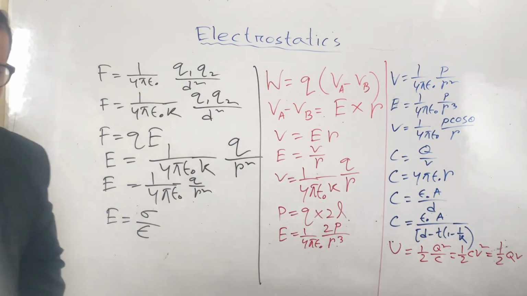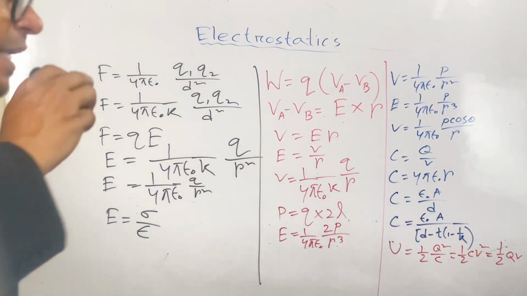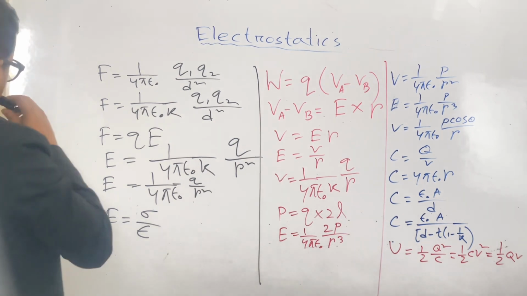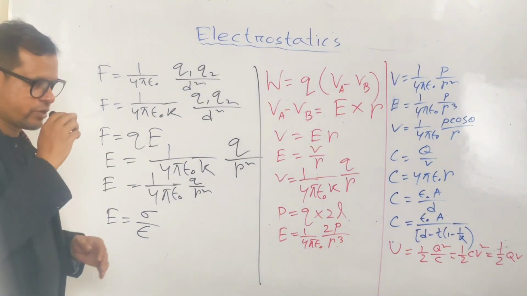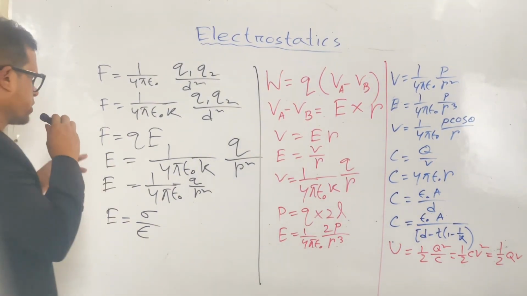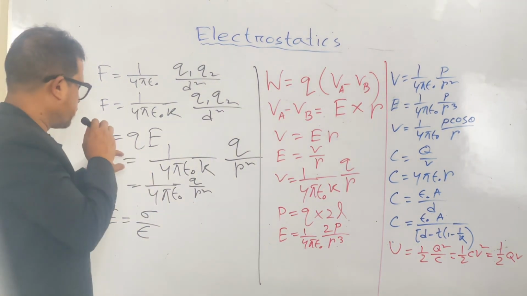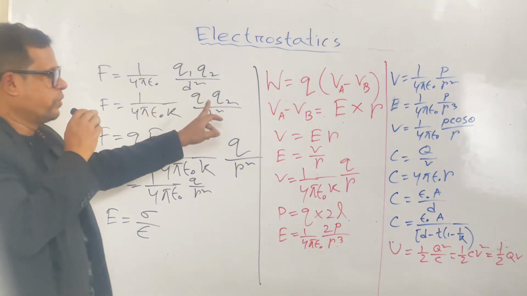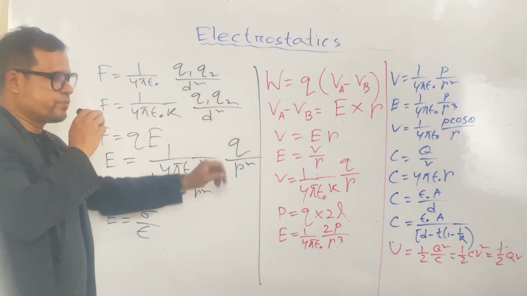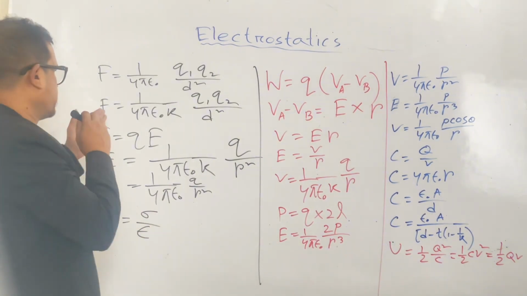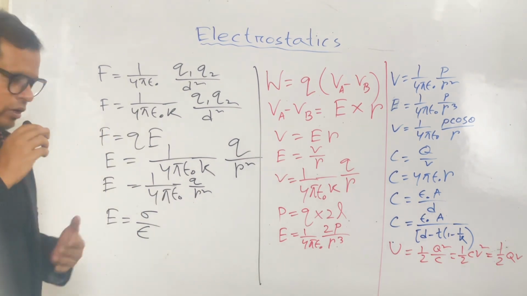F equals qE, where E is the intensity and q is the charge. If the question gives you charge q and intensity E, then you can find the force F. And if the question gives you charge q1, charge q2, and the distance between the two charges, then you can find the force between the two charges.